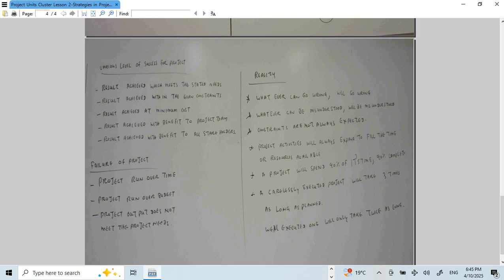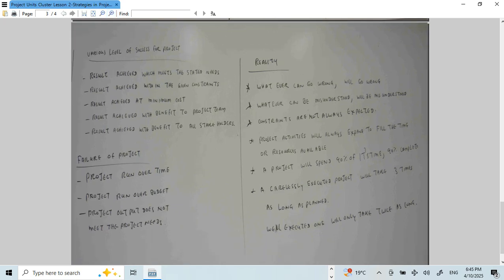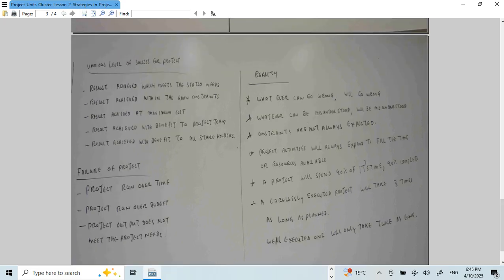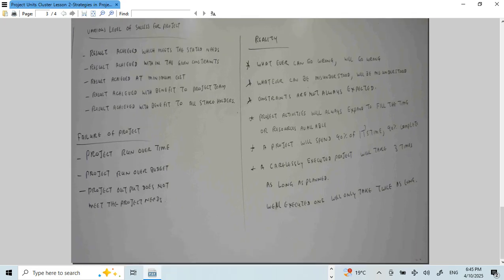In the meantime, the project can also fail. So how do the factors contribute to the failure of the project? First, the project runs over time. You are scheduled to complete the project within 2 years, but after 2 years only 10% or 20% is finished, so you have to take another 4 or 5 years. It costs a lot of money. So this is a failure of the project.